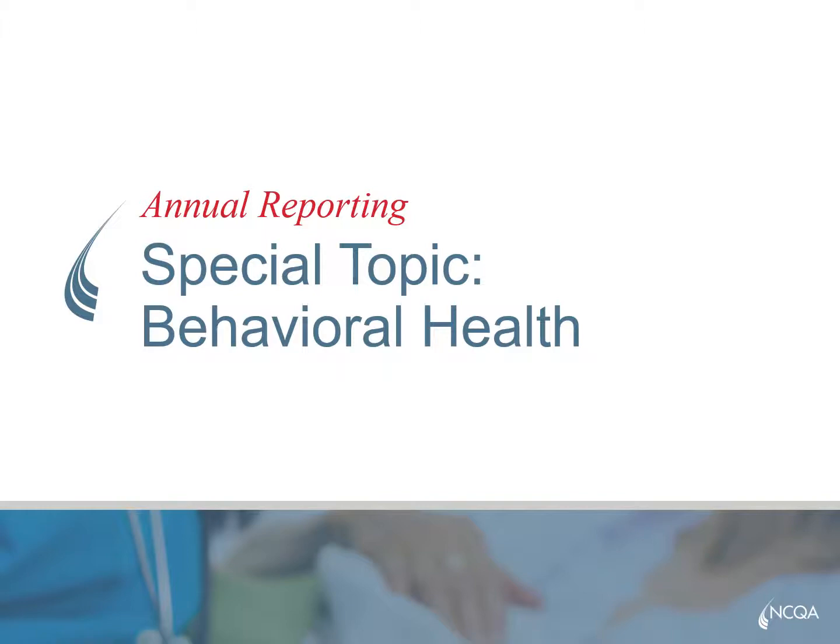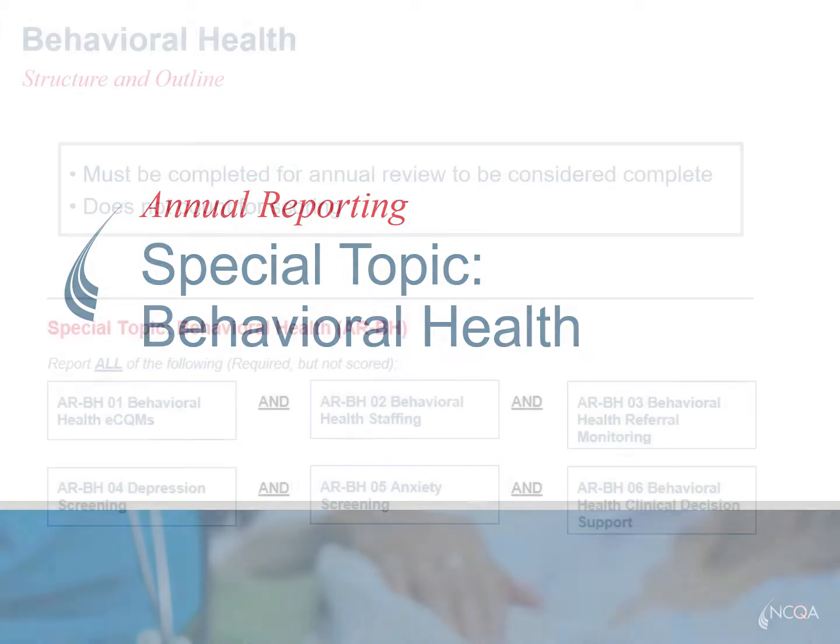The special topic for 2019 annual reporting is behavioral health. This special topic gives NCQA a better look at what's happening on the front lines of care and across a variety of topics. Topics can change from year to year. For example, 2020's topic is social determinants of health.